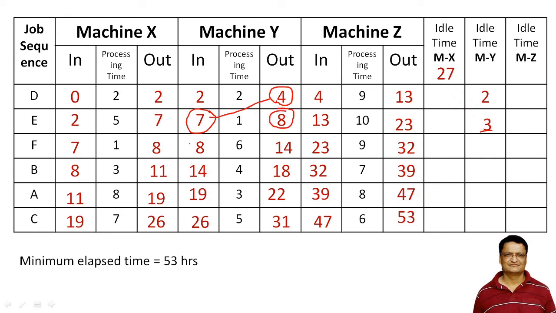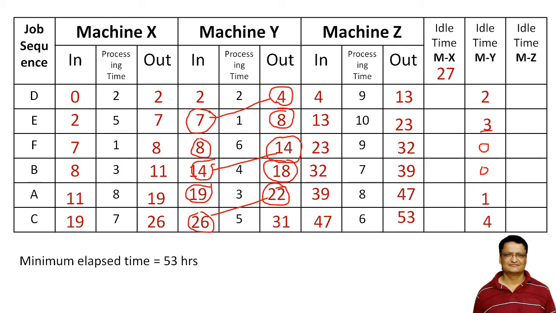So 8 minus 8, right, will give me a 0. So there will be a 0 idle time over here. So this 14 minus 14 will give me again a 0 value over here, right? Now this 19 minus 18 will give me a 1 value, right? So this is the idle time again, and this 22 and 26, so difference between these two will give me a value of 4. And this is how idle time for the machine Y is computed.